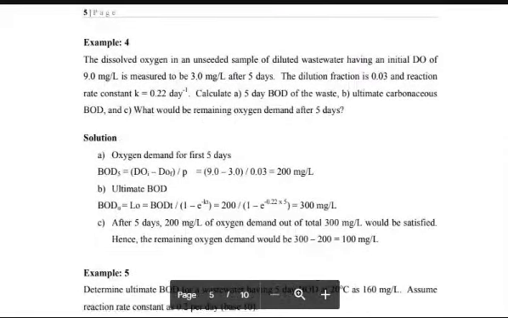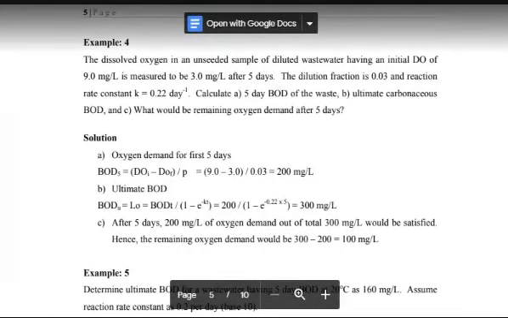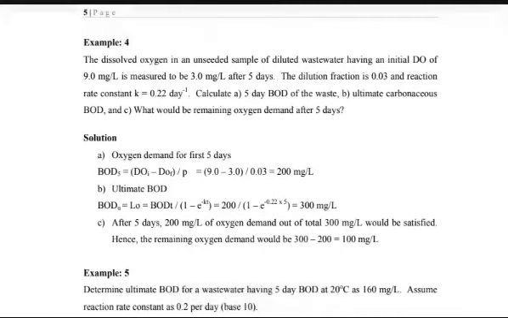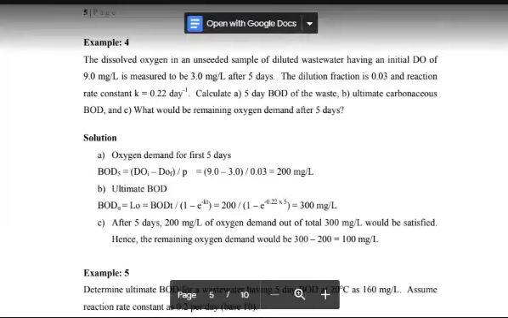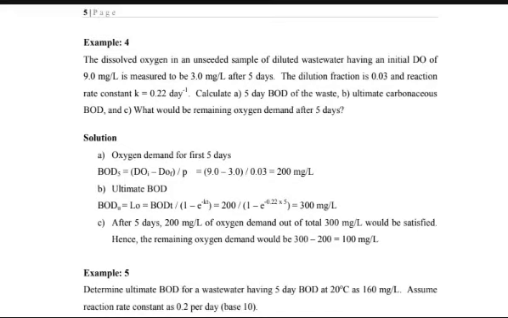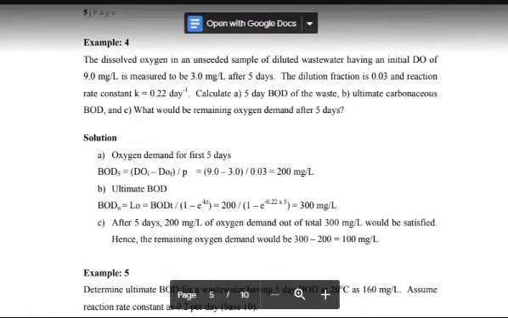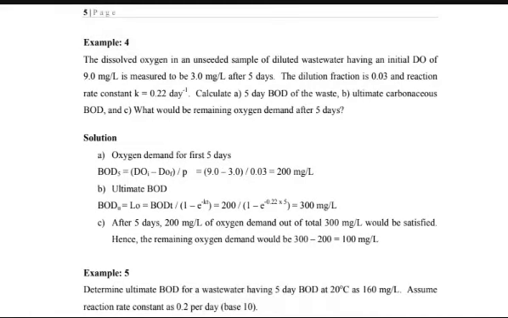I'm scrolling here. Now you see, this is one type of numerical where first they ask what is the 5-day BOD of the test waste. Second, they ask the ultimate carbonaceous BOD, and the third bit, they ask what would be the remaining oxygen demand after the 5 days. So let's see this numerical. Again, it is somewhat different from the previous one.